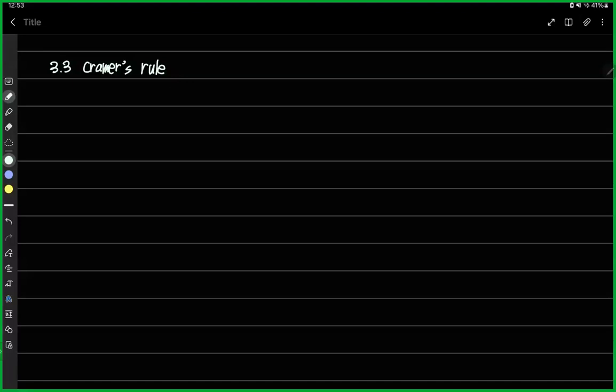So the goal is to solve the matrix system A x bar is equal to B, for any vector B in R^n space. So here we assume that A is an n by n matrix.